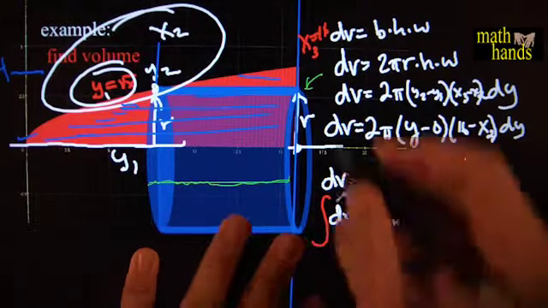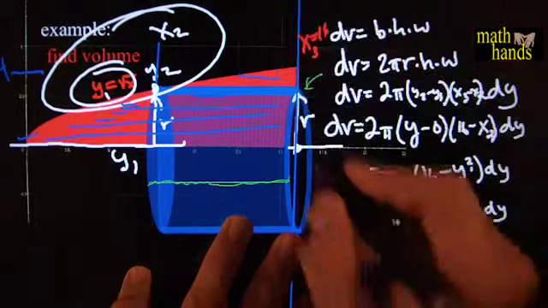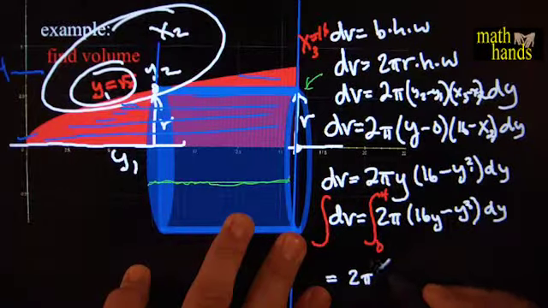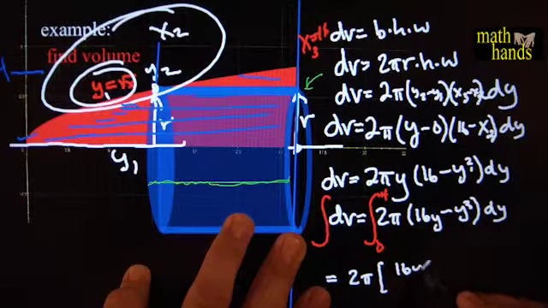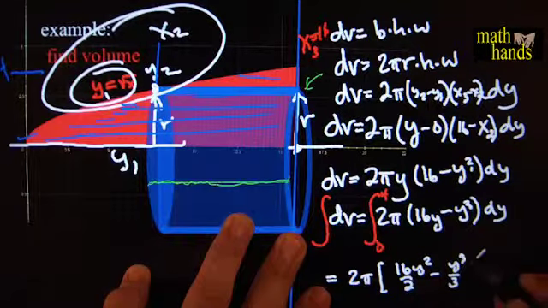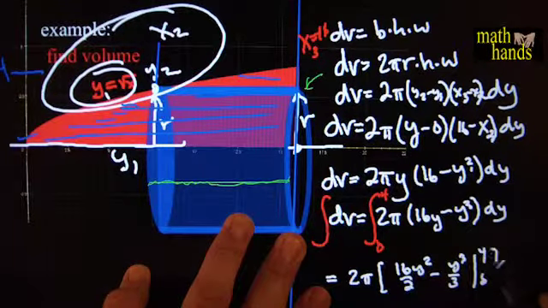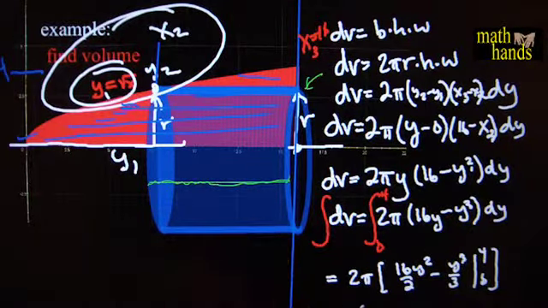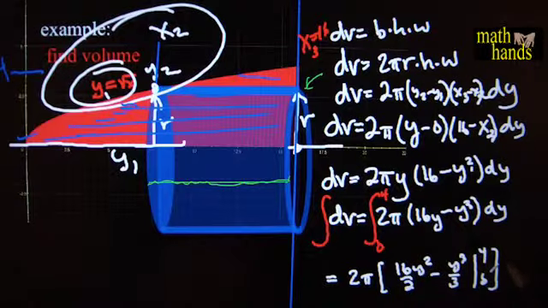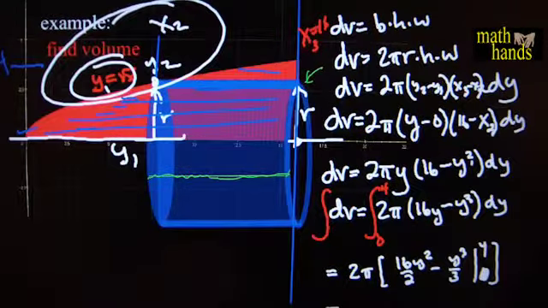And then this part is kind of easy. This would be equal to 2 pi, I'll leave that outside, and this would be 16 y squared over 2 minus y to the third over 3, and I'm going from 4 to 0. And that part is kind of boring. You just plug in the 4 and calculate whatever you get, and then you plug in the 0, and whatever you get, you subtract them. And that's it.